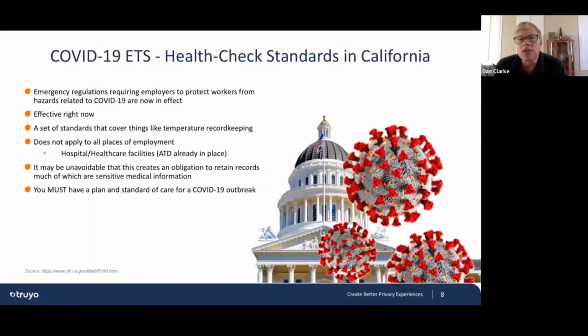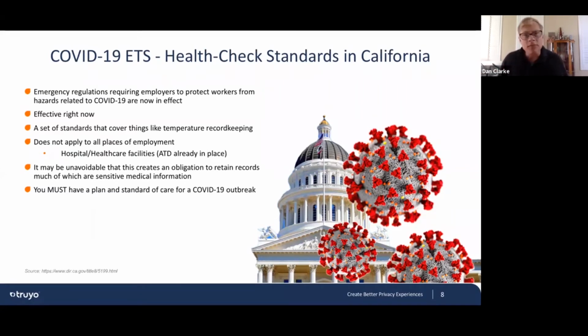Yeah, and so let's jump into the California ETS. This applies to really any organization that isn't under the aerosol transmissible diseases standard. Most HIPAA-covered entities, like hospitals and healthcare workers, would be under that standard. It doesn't apply to them because they already have an even more strict standard.